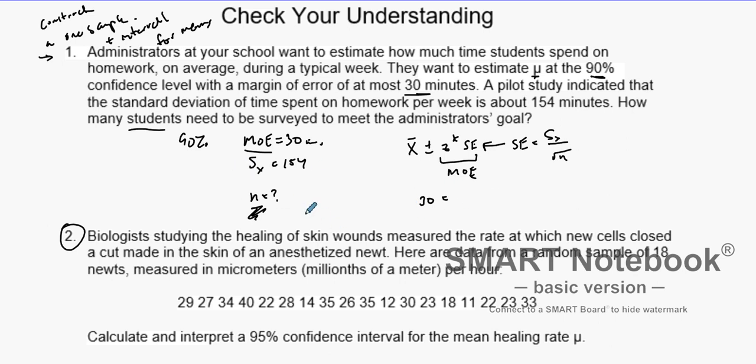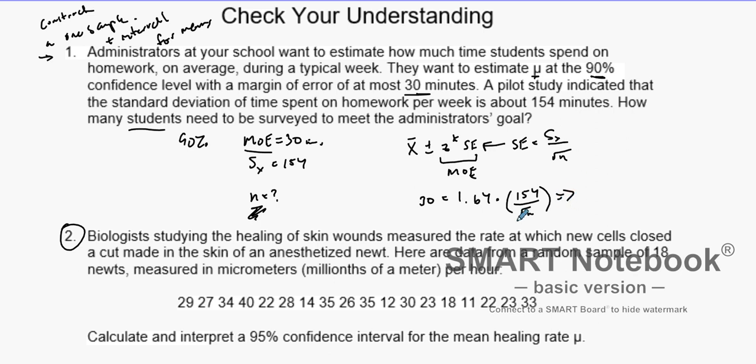If you go to your calculators, you can do some inverse norm action, or if you remember from your other experiments. We should have a critical value of 1.64. And now we're going to find our standard error, multiplying this by 154 divided by the square root of n. Now we're going to do some algebra to help us figure this out.